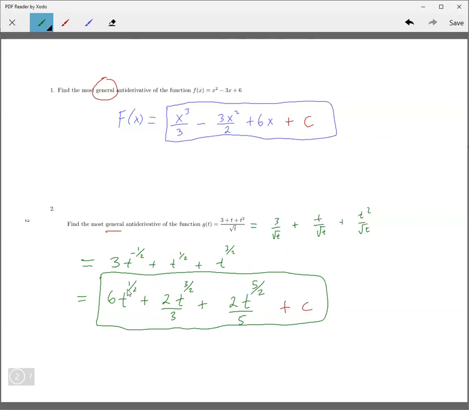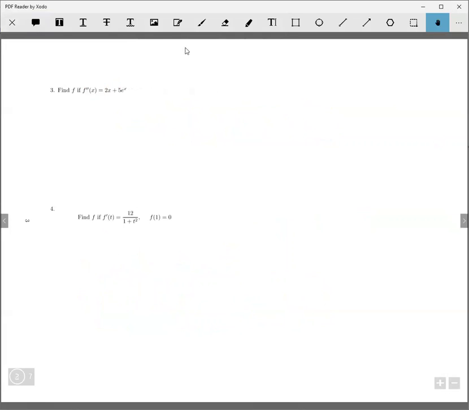Okay, and then this one you can rewrite as the square root of t if you want, or just leave it like that, either way. Okay, so all those should work. Now let's look at number 3. Find f if f double prime is 2x plus 5e to the x.